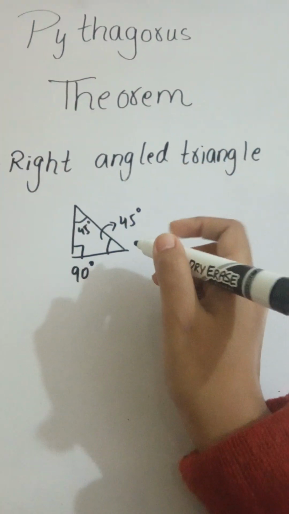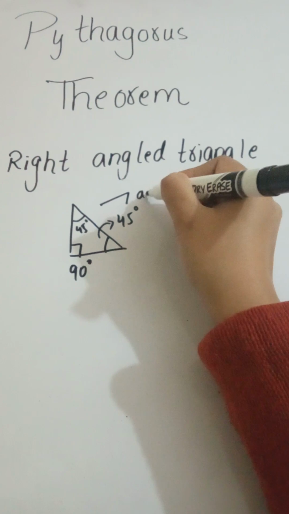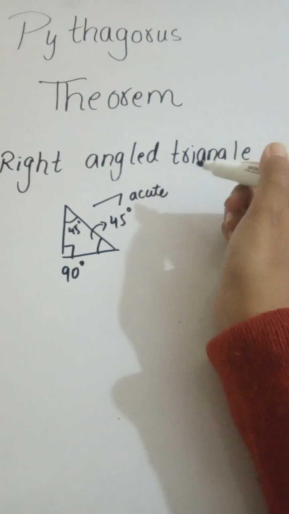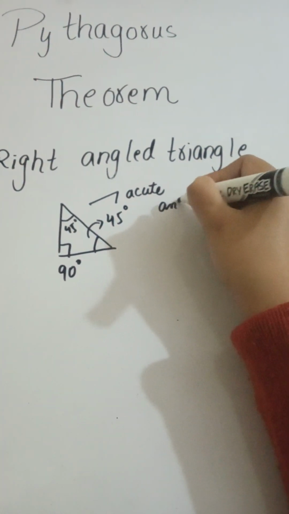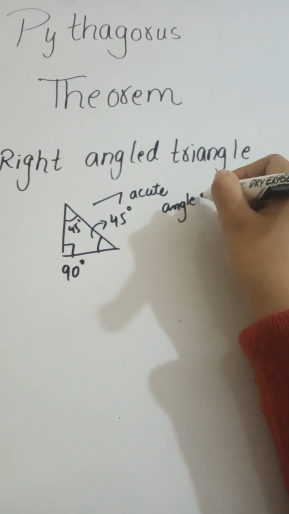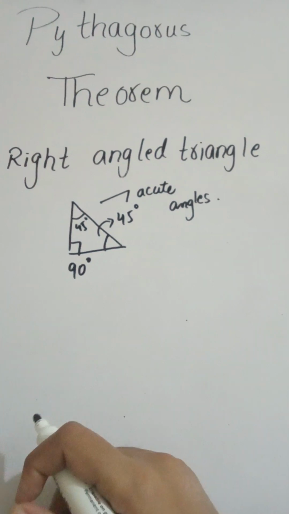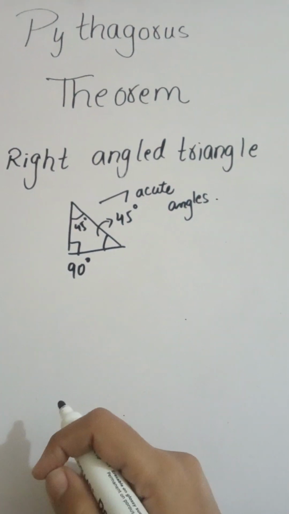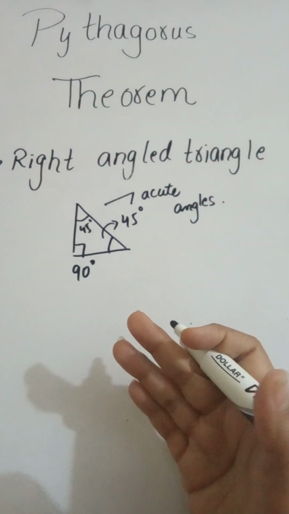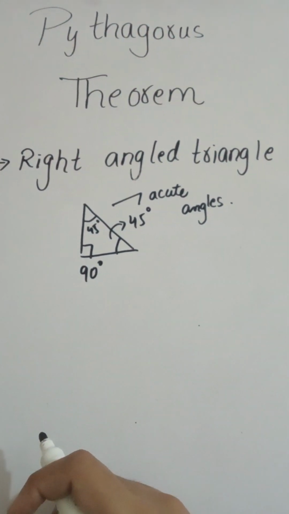Other two angles are acute angles. Acute angles, what are acute angles? Which are less than 90 degree. And one angle is of 90 degree. Okay, so that is known as a right angled triangle. So why am I explaining to you the right angle triangle? Because by the right angle triangle we have derived the Pythagoras theorem.